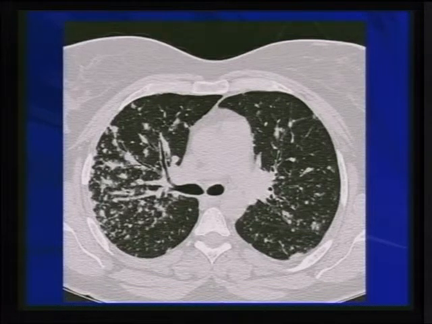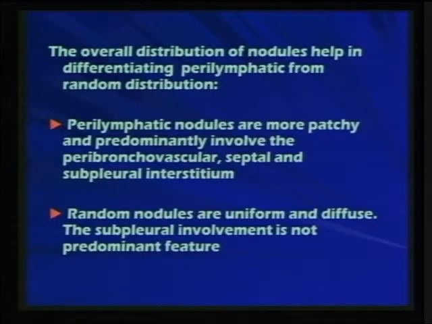I think distribution of nodules, especially multiple nodules, is somewhat characteristic and helps you to try to suggest what may be the cause of the disease. So the overall distribution of the nodules helps in differentiating, especially perilymphatic from random distribution, and the one that will lead you to recognize this perilymphatic disease. In the United States, especially in our practice, we see a lot of sarcoidosis, and this is something that is easily recognizable if you follow the pattern of the distribution of the nodules.